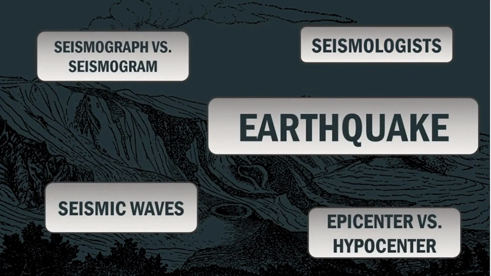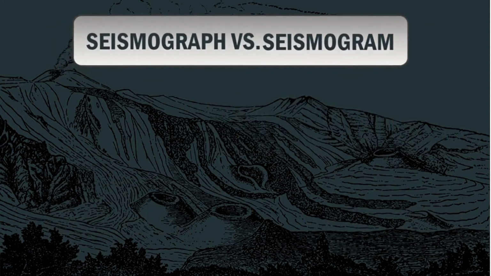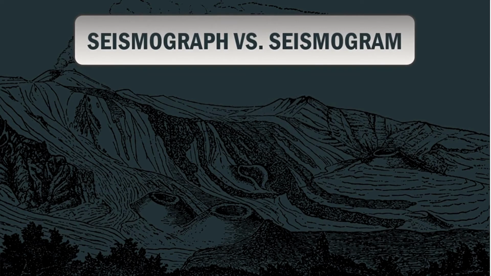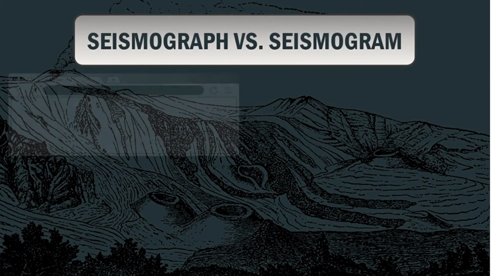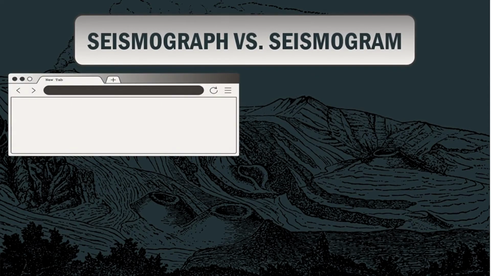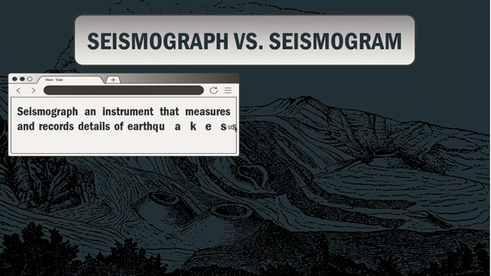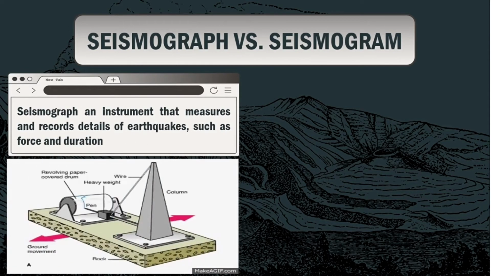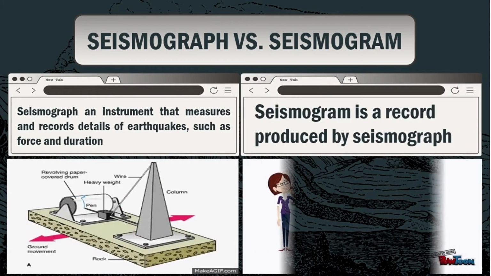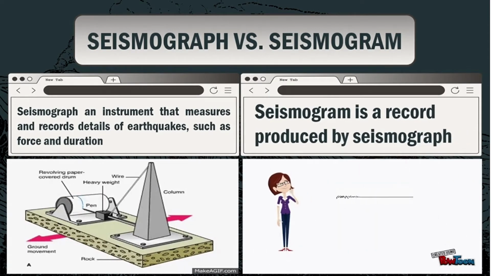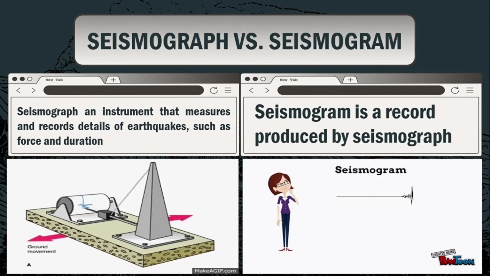Now, let's proceed to the difference between seismograph and seismogram. Seismograph versus seismogram. Seismograph is an instrument that measures and records details of earthquakes, such as force and duration, while seismogram is a record produced by seismograph.